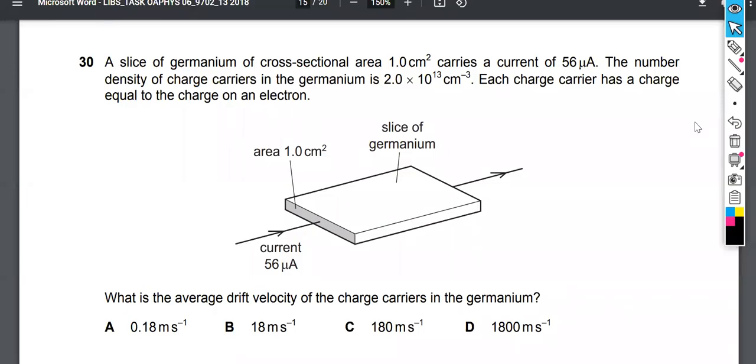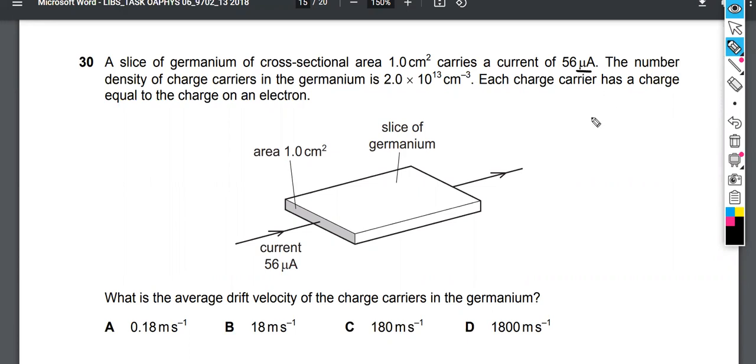Hello and welcome. In this worked example, we've got a slice of germanium. This particular slice of germanium has a cross-sectional area of 1 square centimeter, and it carries a current of 56 microamps. As I read through the question, I can kind of see what my work is going to be.